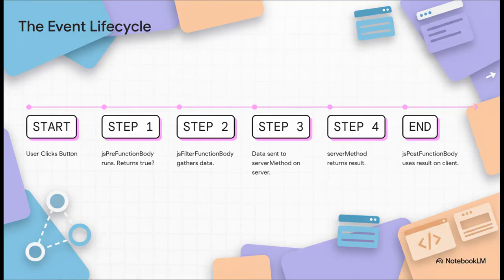Instantly, the gatekeeper, our JS pre-function body, runs its check. If it says yes, the courier, JS filter function body, grabs the data. That data then zips across the network to the brain, your Java server method. The server chews on it, spits out a result, and that result is finally handed to the town crier, JS post function body, to update what the user sees. It's simple, it's elegant, and it's incredibly powerful.